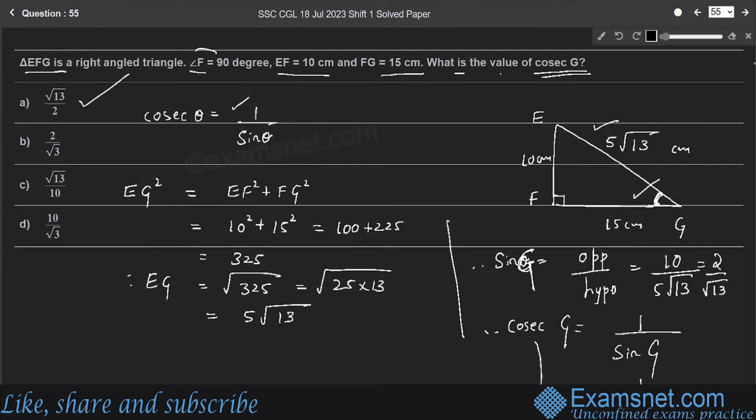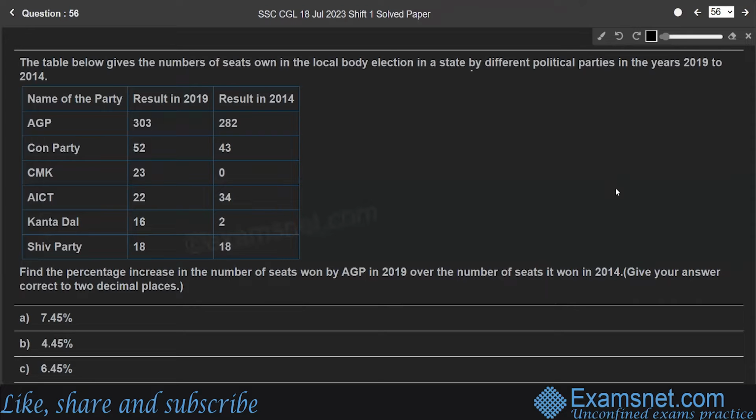Question 56. The table below gives the number of seats won in the local body election in a state by different political parties in the years 2019 and 2014, right? So here the names of the parties are given and the number of seats won by different parties are 303, 52, 23 up to 18 in 2019, whereas by the same parties, the number of seats won are 282, 43 up to 18 in 2014.